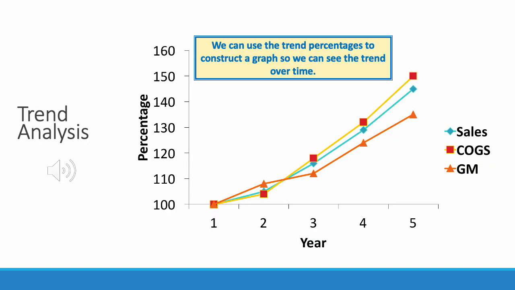We can also take our trend percentages and graph them to see how the numbers are changing over time. When we look at the graph, we can see that cost of goods sold has been increasing faster than sales from years 3 to 5. Because costs are rising at a higher rate than sales, our gross margin isn't increasing as much as we might expect. In other words, the company is keeping less profit from each dollar of sales because the cost of producing those sales is getting higher.